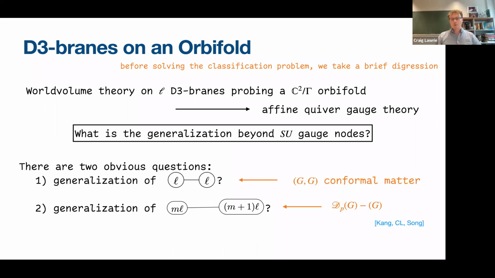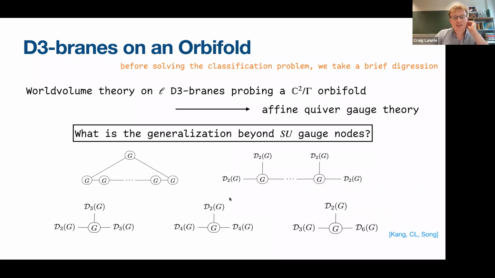So what we propose is, the first one is kind of obvious. The generalization of a bifundamental hypermultiplet is just conformal matter, which is by definition the generalization of a bifundamental hyper. And then we propose that when you have this kind of ramping behavior, that just corresponds to taking a DPG theory and gauging the G flavor symmetry. So let's see how that works.